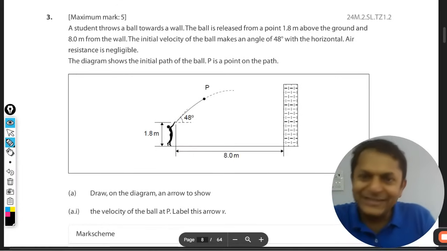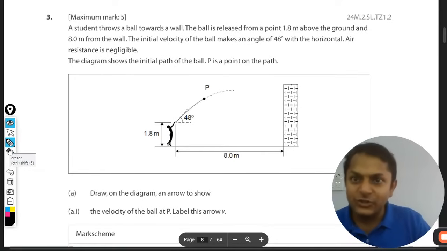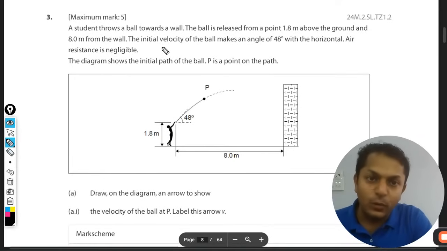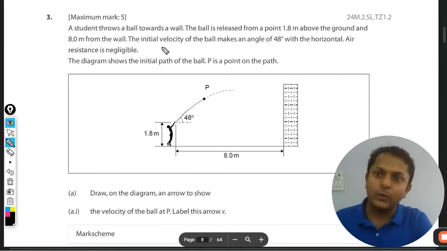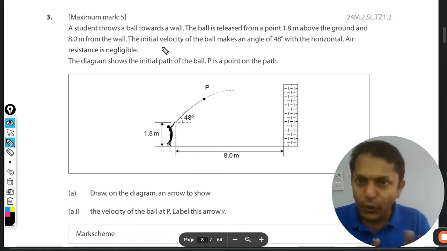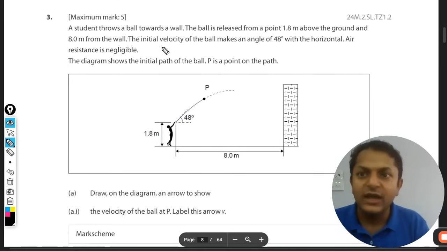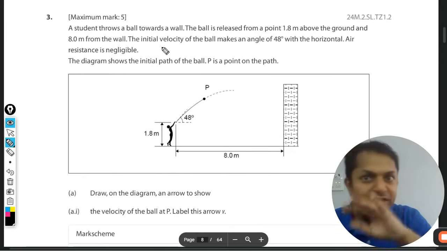Okay, dear students, let's see what is there in this question. A student throws a ball towards a wall. The ball is released from a point 1.8 meter above the ground and 8 meter from the wall. The diagram is clearly shown here. The initial velocity of the ball makes an angle of 48 degrees with the horizontal. Air resistance is negligible. There is no drag force.